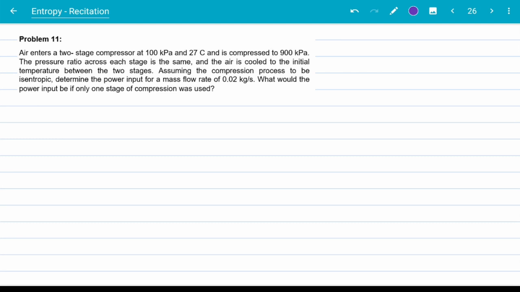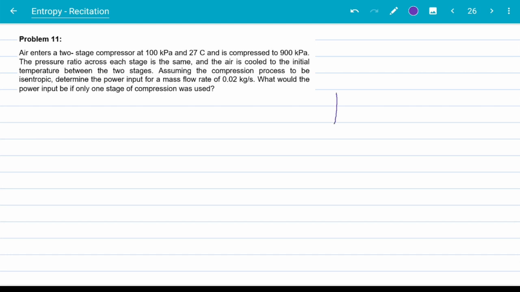Okay, problem 11. We have a two-stage compressor. Air enters the compressor at 100 kilopascals and 27 degrees Celsius, and it is compressed to 900 kilopascals. The pressure ratio across each stage is the same, and the air is cooled to the initial temperature between the two stages. Assuming the compression process to be isentropic, determine the power input for a mass flow rate of 0.02 kilograms per second. And what would the power input be if only one stage of compressor was used? Now, I'm going to draw a very simple schematic here.